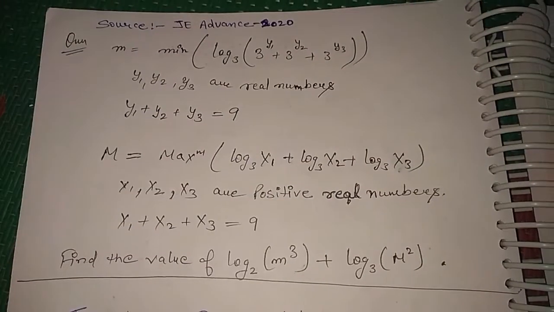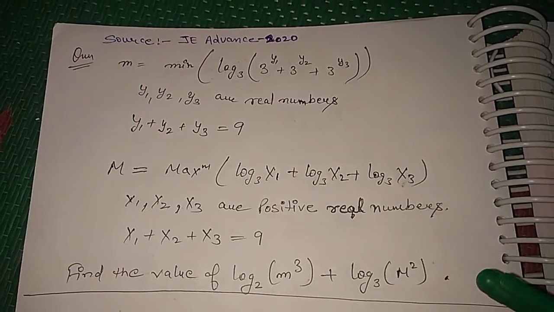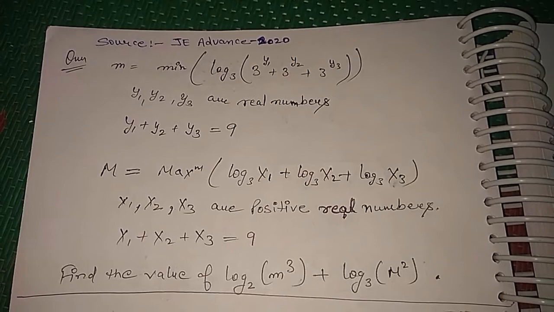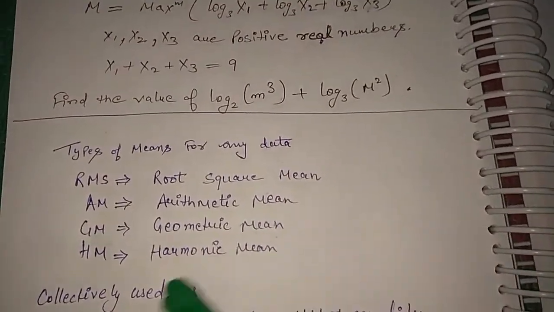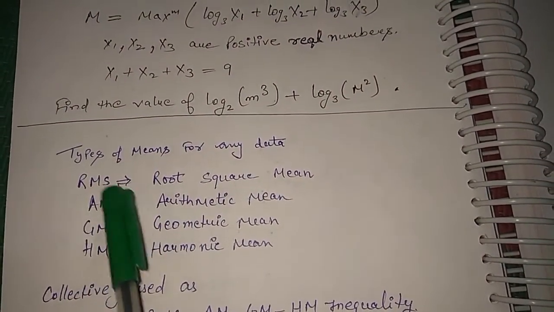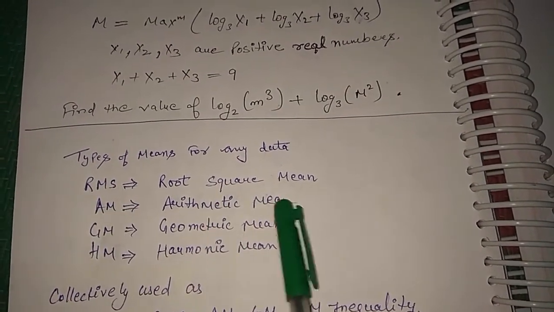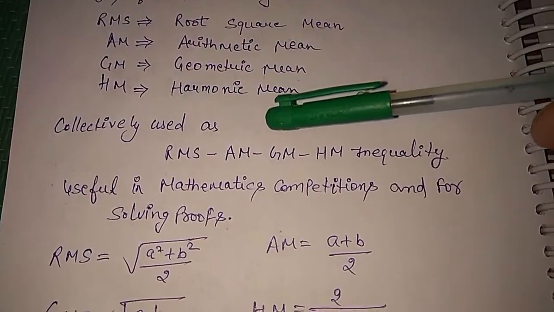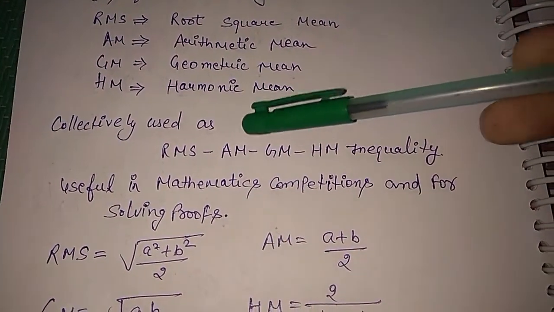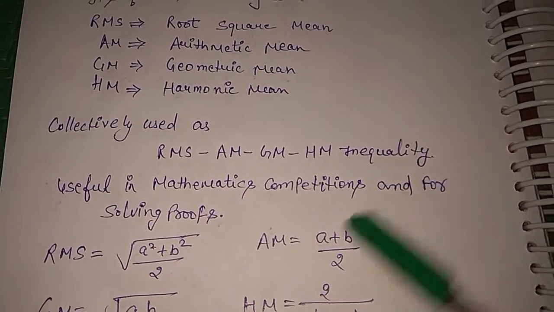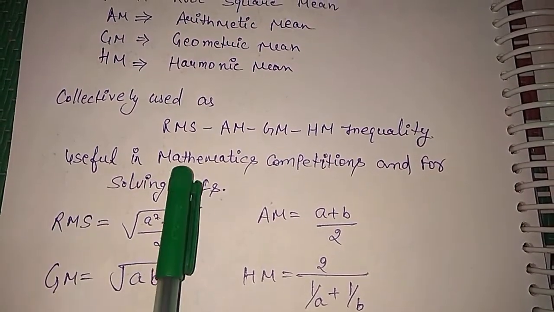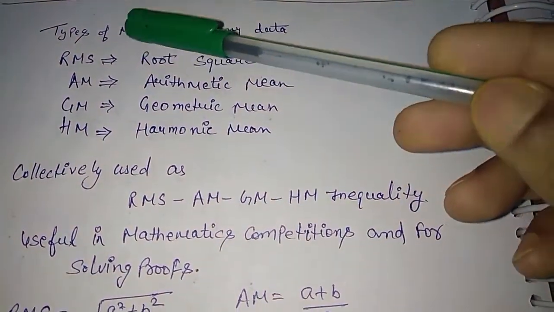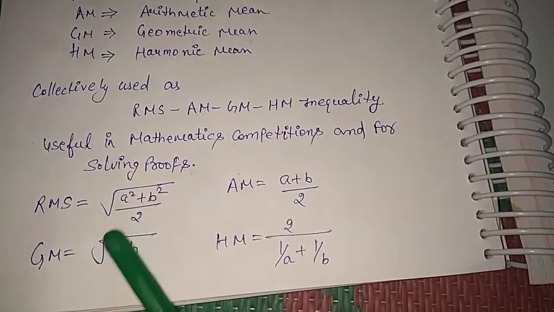Before we start the solution, let me give you a brief idea about how many means we have and what is the relation between these means. Here we have four kinds of means: RMS for root mean square, AM for arithmetic mean, GM for geometric mean and HM for harmonic mean. These means are collectively used as the RMS, AM, GM, HM inequality. This relation can be useful in mathematical computation and for solving proofs. Separately, these four values can be computed by four formulas.